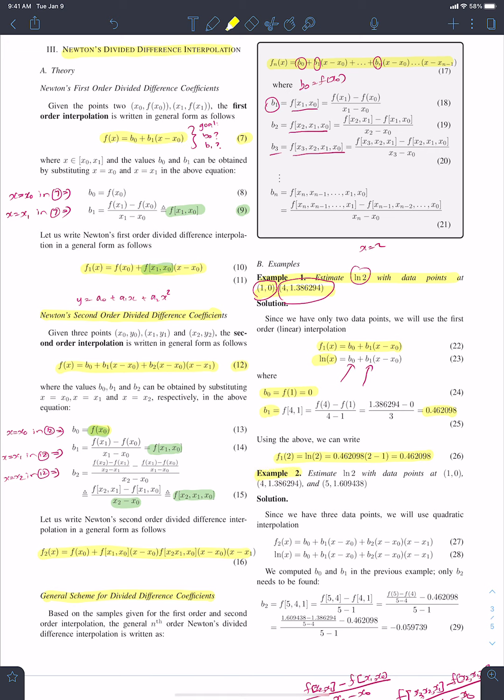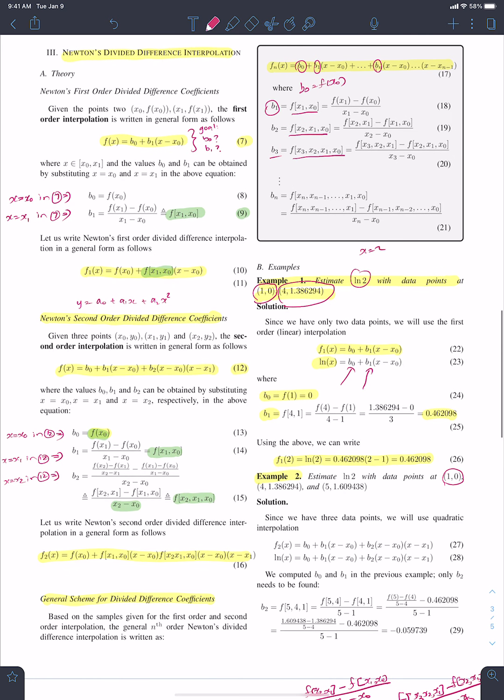The next example is where you are given 3 points. Two points are the same as before: 1, 0, and then 4, 1.386294. The third point is 5, 1.609438, that is ln 5. We didn't need to know it is ln, but I'm just saying this is the function. Okay, so the third order Newton's formula is written here.